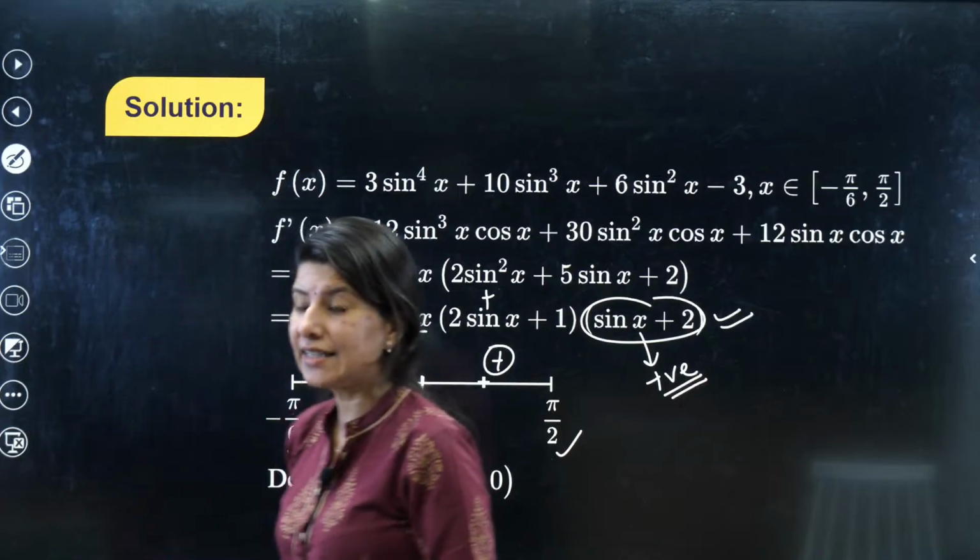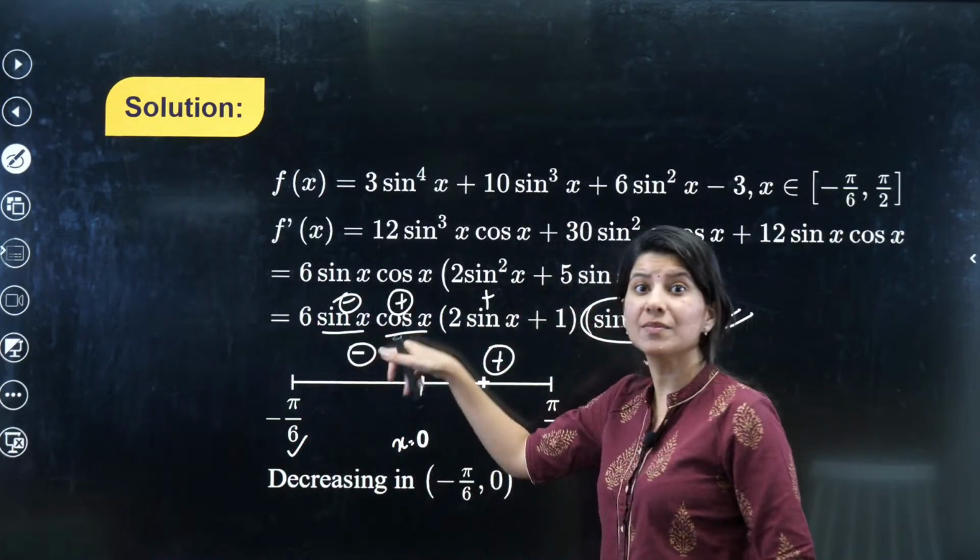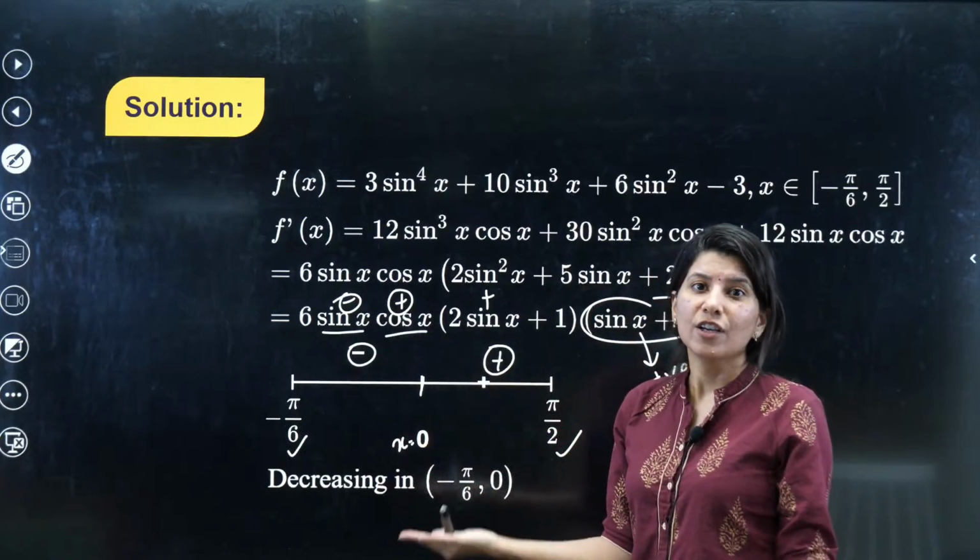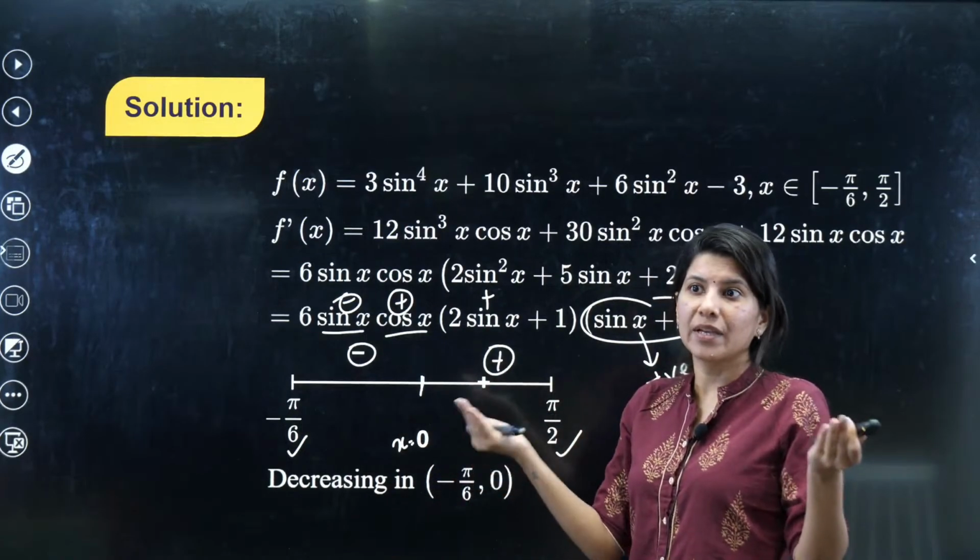Why decreasing? Because f dash x becomes negative, that means your f x becomes decreasing.